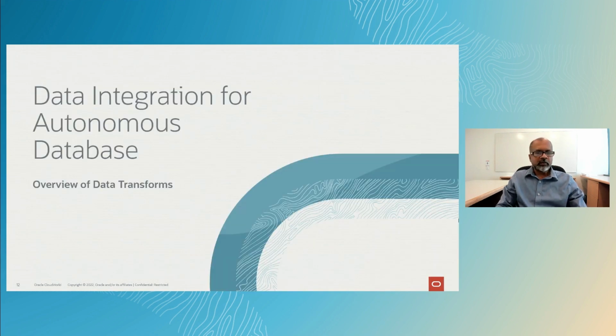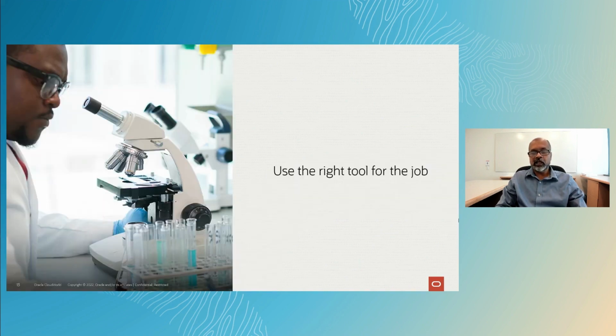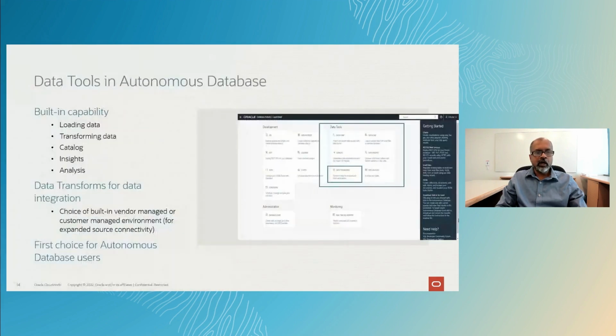Now, let's talk specifically about autonomous database and what kind of tooling is available in autonomous database. Basically, you need to use the right tools for the job. And for autonomous database, the right tools are built in. If you deploy autonomous database and look at the database actions space, the picture is on the right side, you will see that there is a section of data tools. In the data tools, you have tools for loading data and transforming data.